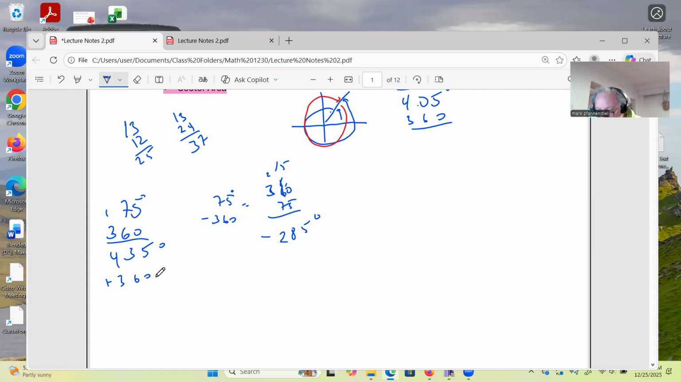Okay, what happens if it's in radians and it's not in degrees? So let me give you another example.